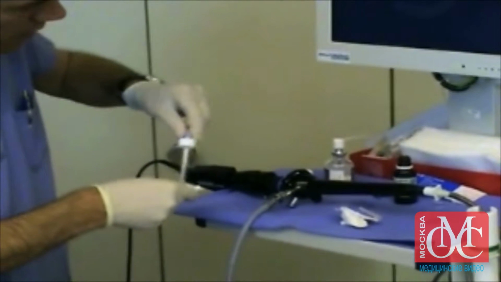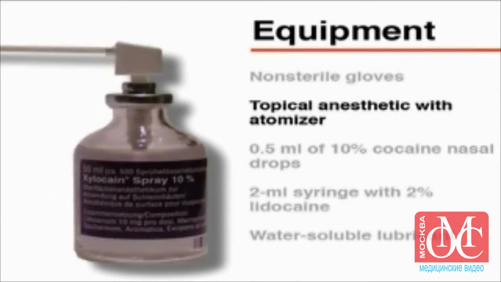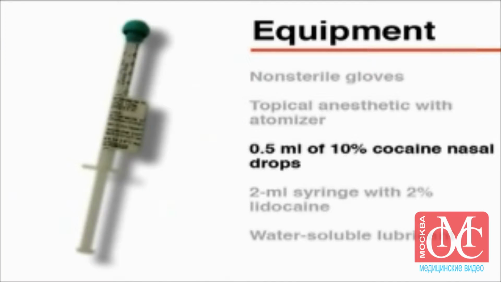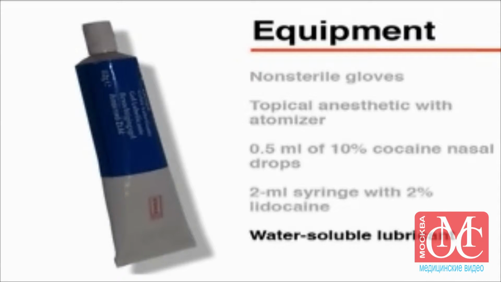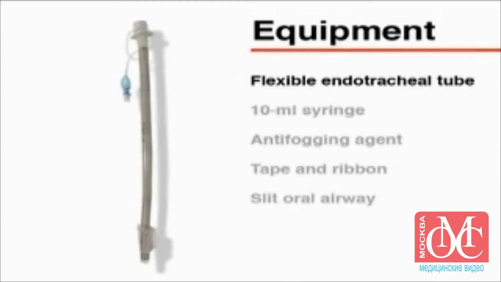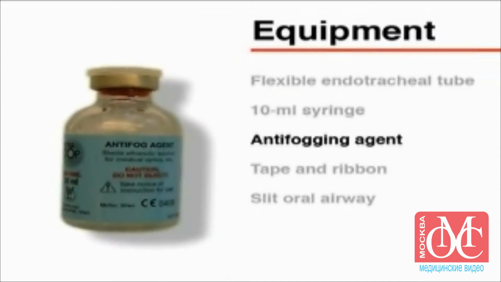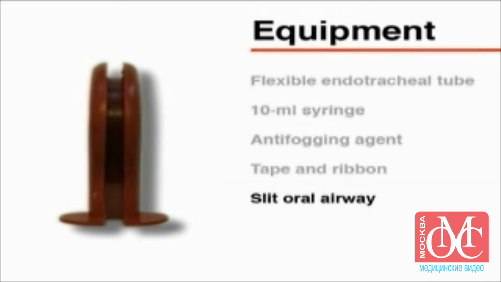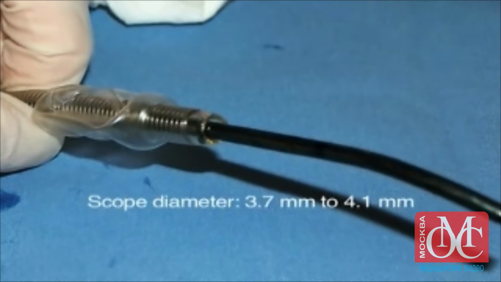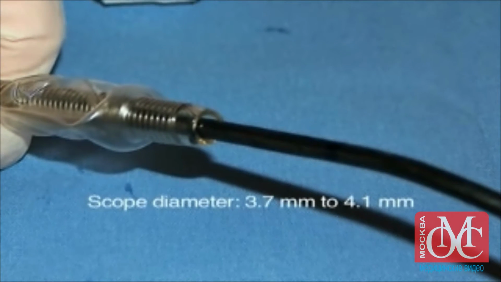Gather the necessary equipment. You will need non-sterile gloves, a topical anesthetic with atomizer, 0.5 milliliters of 10% cocaine nasal drops, which is used for vasoconstriction and local anesthesia of the lower nasal cavity, a 2 milliliter syringe with a local anesthetic such as 2% lidocaine for local anesthesia of the larynx and the proximal trachea, a water-soluble lubricant, a flexible armored silicone endotracheal tube with an internal diameter of 6 mm, a 10 milliliter syringe, an anti-fogging agent, tape and a ribbon to fix the tube in place, and a slit oral airway for the oral approach.